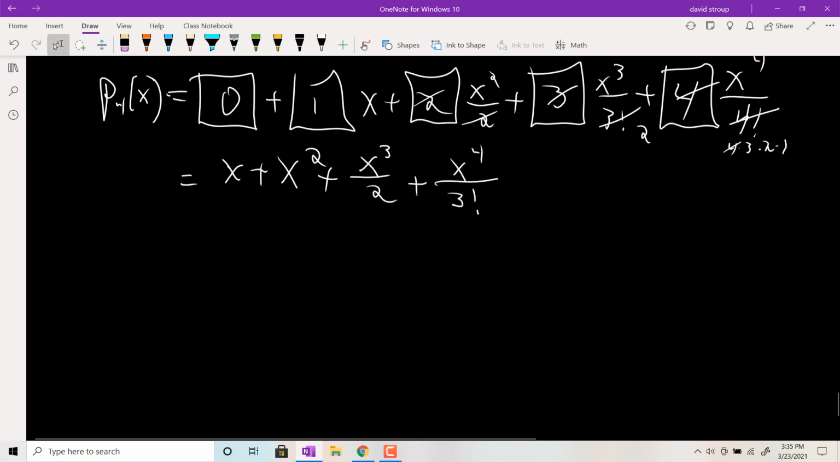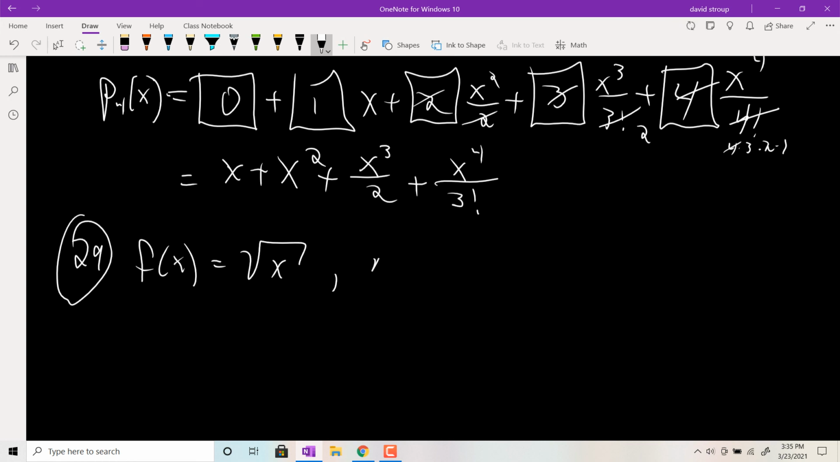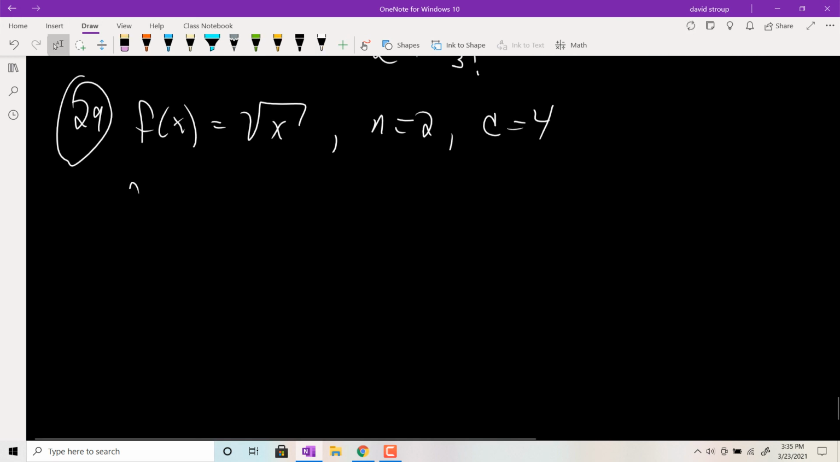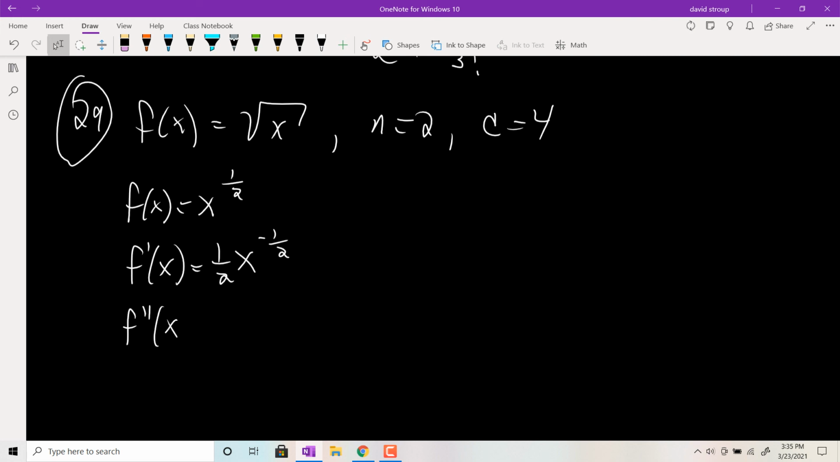Let's look at a Taylor version. Okay. For the square root of x, we want the second degree polynomial approximation and centered at 4. Okay. So I need up to the second derivative. I'll start with f of x equals x to the 1/2. F prime of x equals 1/2 x to the negative 1/2. F double prime of x is negative 1/2 times 1/2, so negative 1/4 x to the negative 1/2 minus 2/2 is minus 3/2. Then evaluate.